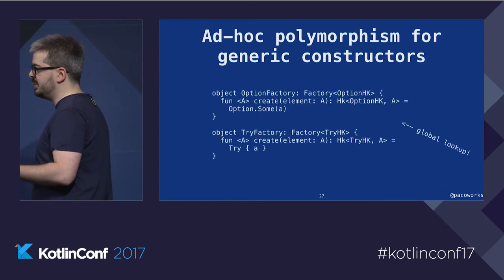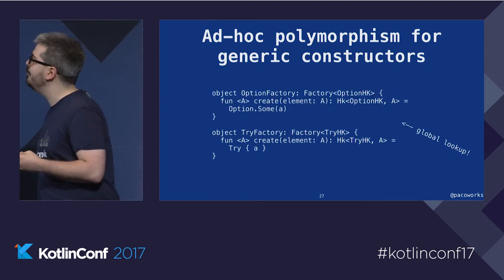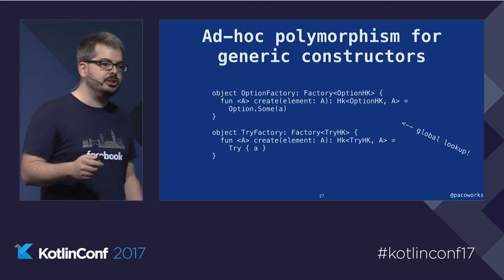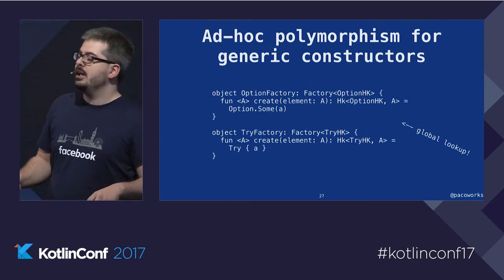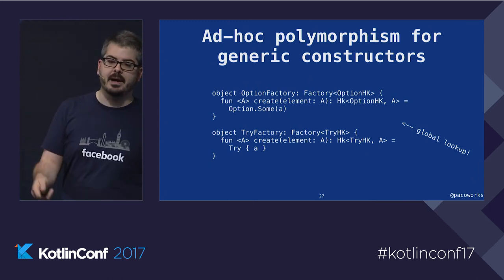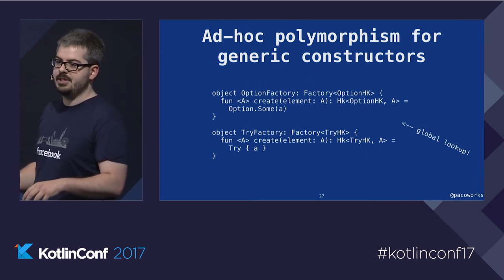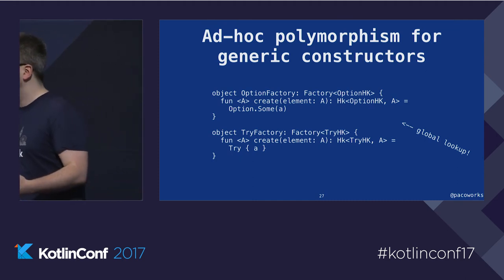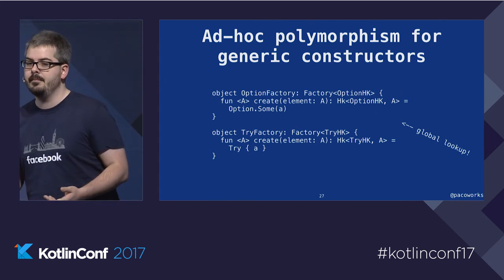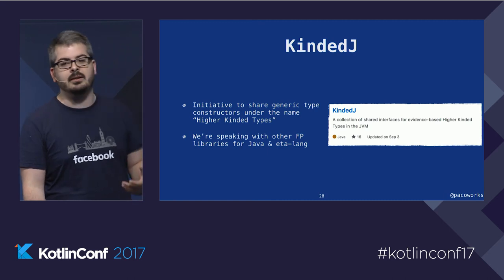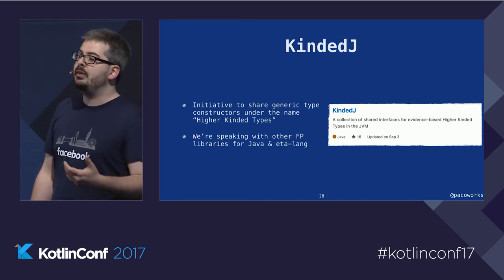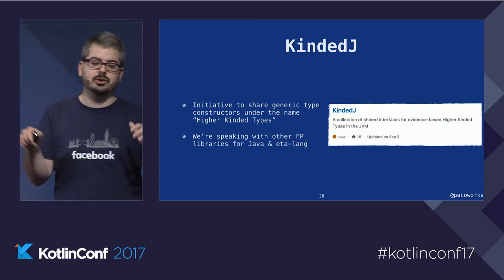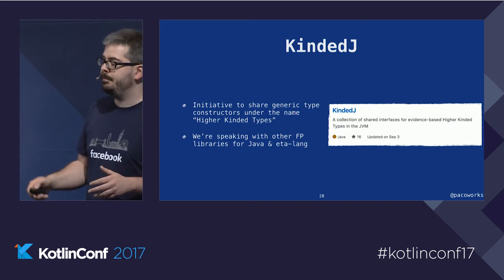So let's move to the next concept. Oh, sorry, before that. The idea of this HK interface is not something that is exclusive to Kotlin. This can be used also by Java libraries. It can be used by Scala. We can share it across many different libraries. And each one of us is going to be able to use each other's constructs, each other's containers. So we have an initiative called KindJ. We're talking with people from the Java community, and from Ceylon. So they are adding these HK types for us to implement these generic functions on the container across multiple libraries.